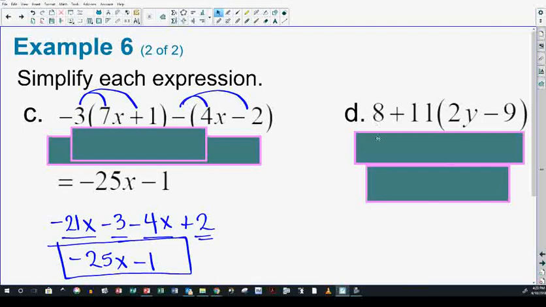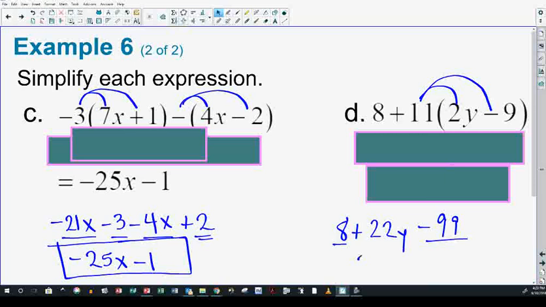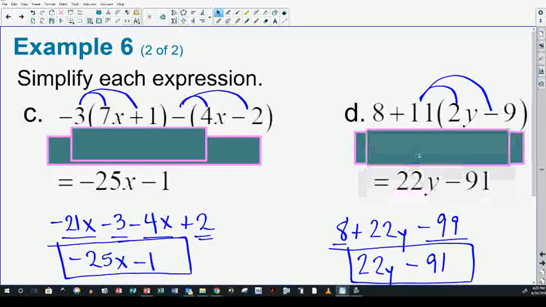This one, the 8, is not touching the parentheses, so it's just 8 plus. So 11 times 2y is 22y. 11 times negative 9 is negative 99. Since the 8 and the negative 99 are just plain old numbers, I can combine them. 22y is by itself, so it's going to be 22y minus 91. And there it is written a little more neatly.